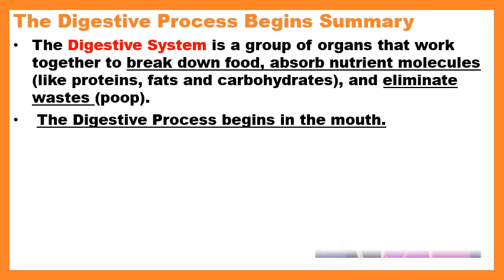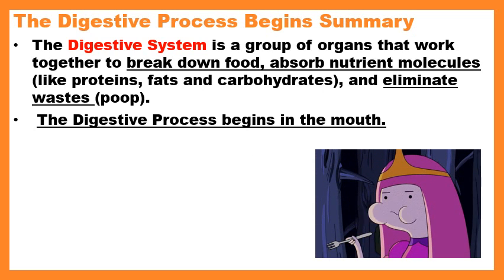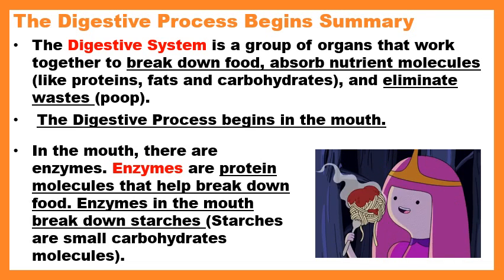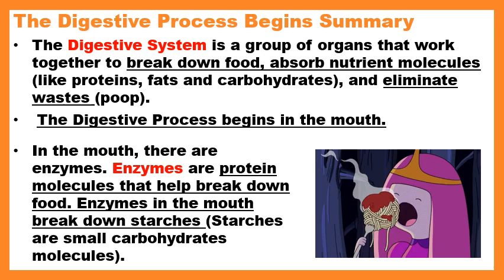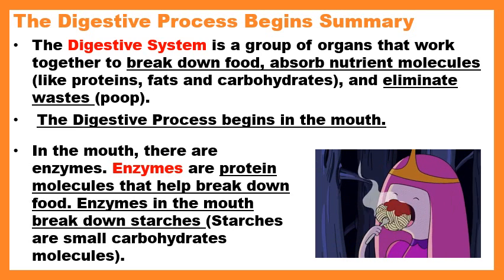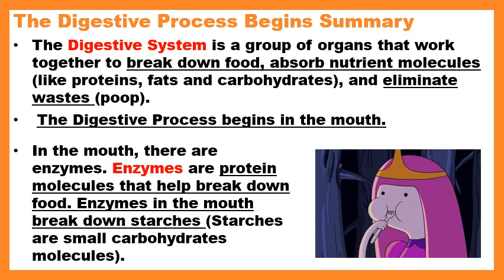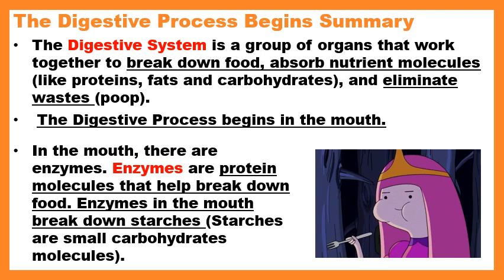The digestive system actually begins in the mouth, and that makes sense because that's where you put your food. In the mouth, there are enzymes, and we've heard this word before. Enzymes are protein molecules that help break down food. Enzymes found in the mouth break down starches, which are small carbohydrate molecules.